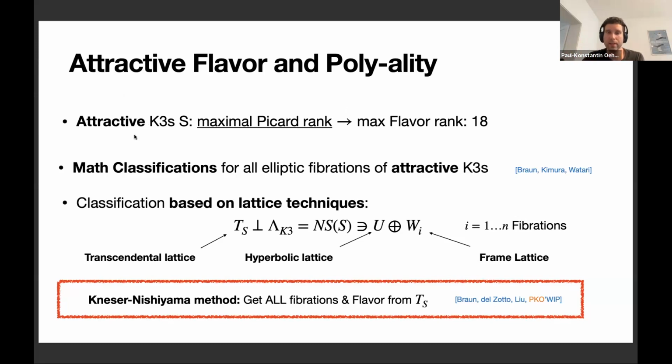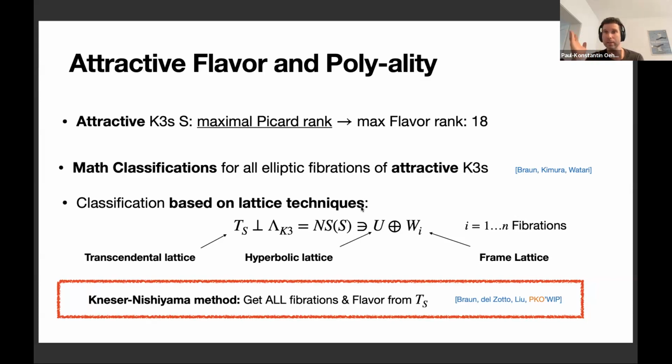So these K3s that you have in our little string setup, they would sort of relate to little strings with a maximal flavor group. The cool thing about these guys is that mathematicians have actually classified many features of such K3s. It was actually like a big sport. And they have, for example, classified all the elliptic fibrations that this single K3 can have and what the fiber structure is.